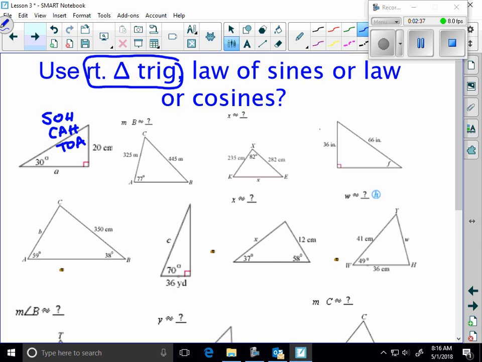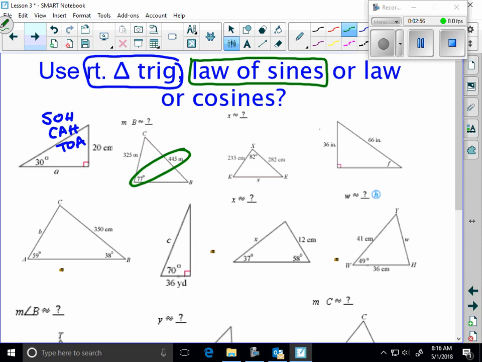In the second one, am I given a side angle pair? Yes, I have this side angle pair here. Is it a right triangle? No, not that I know of. So in this case, I would use the law of sines. I have a side angle pair.